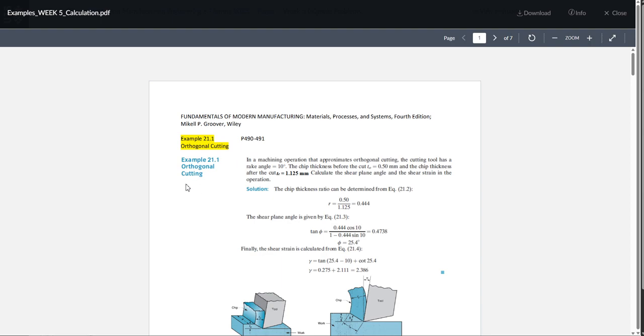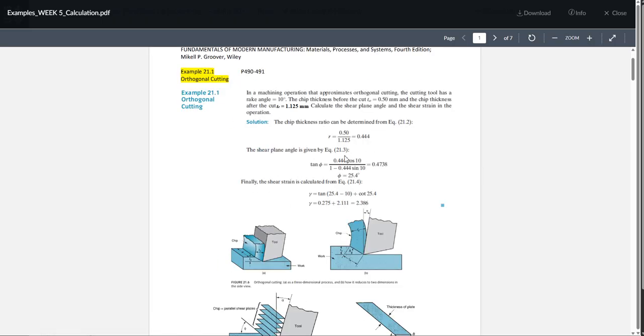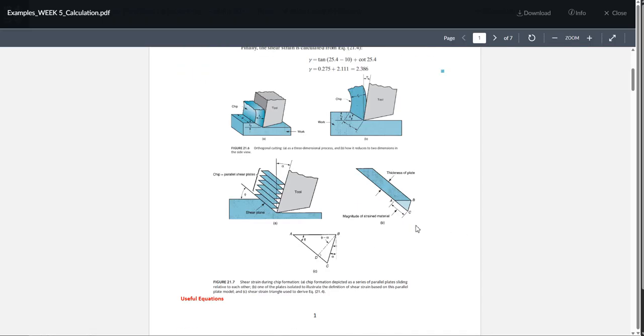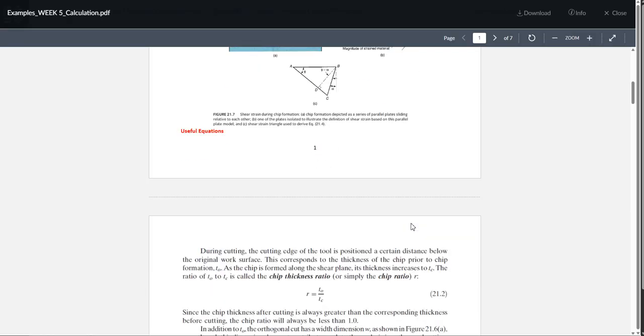For the first example, we need to calculate what we call the chip ratio, R. Find the value of the phi, which is the orthogonal plane angle, sorry, and we need to calculate the gamma, which is shear strain. I'm going to just go through the equation we have here.